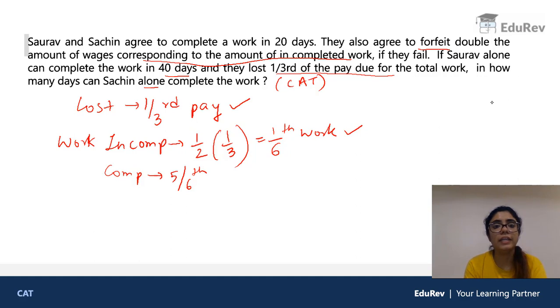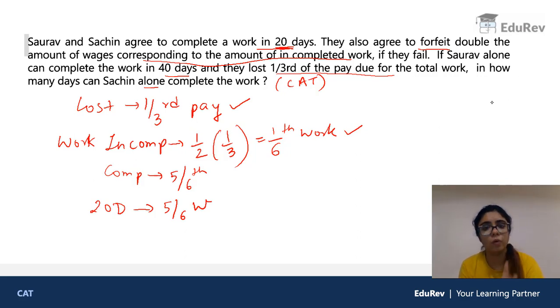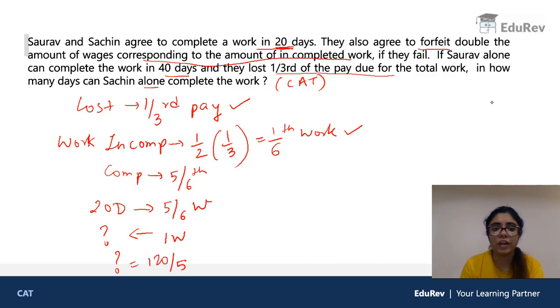Now they agreed to complete the work in 20 days. But can I say in 20 days they did 5/6 of the work. Complete करना था work को, but in 20 days they did only 5/6 of the work. तो complete work करने को कितना टाइम लगेगा? So complete work in this case is one work. One work will take how much time? So that will take 120 upon 5, because 20 into 6 is 120 upon 5. So that is 24 days. So these guys were supposed to complete it in 20 days, but they took 24 days to complete the work.